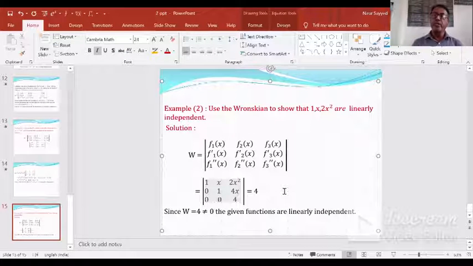Meaning, to decide whether the given functions are linearly dependent or independent, you may use either the definition or the help of the Wronskian. I hope that you understand all these basic things properly. And in the next lecture, we want to see the auxiliary equation and its roots. Okay, we stop here.